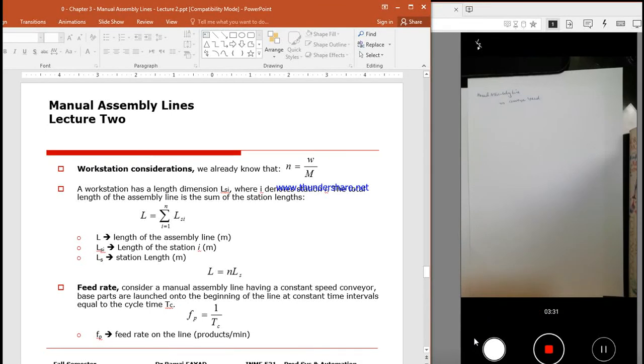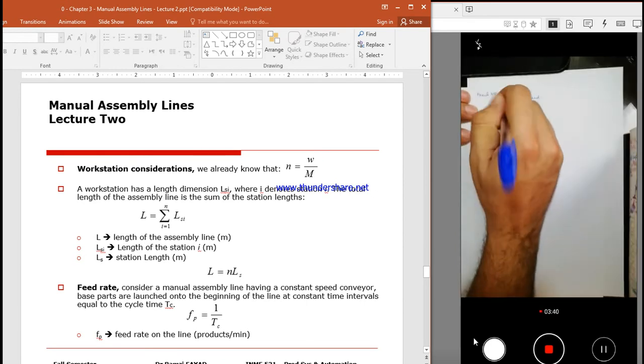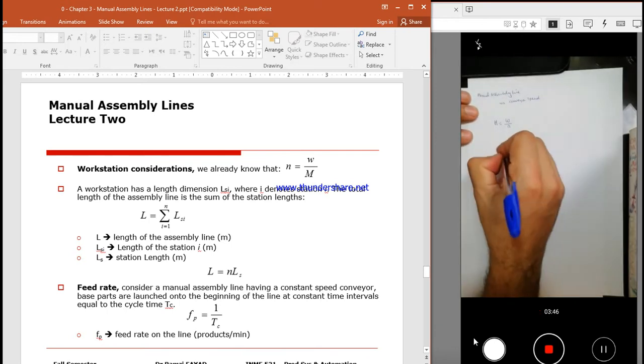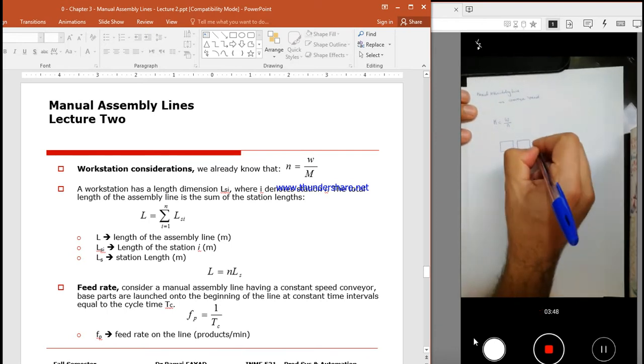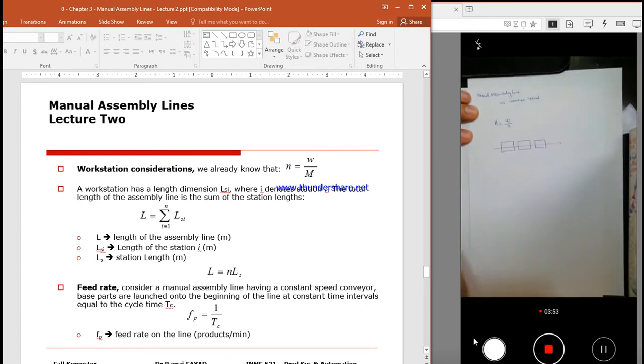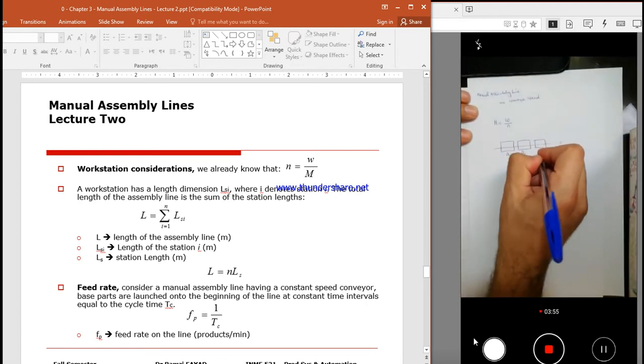In this video we're going to consider manual assembly lines and the speed of the conveyor, the conveyor speed. We already know that the manning level is equal to the number of workers divided by the number of stations. If this is workstation A, workstation B, workstation C, and we have a line as a conveyor, which is the red line, so this is A, this is B, this is C.